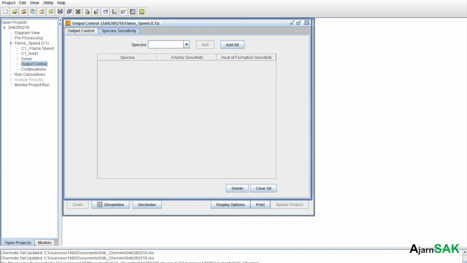Okay? As I said, you can study that and use that, but for now we don't need it. We want to make it simple, so we can skip those output controls. We don't need that. Okay. So close this.